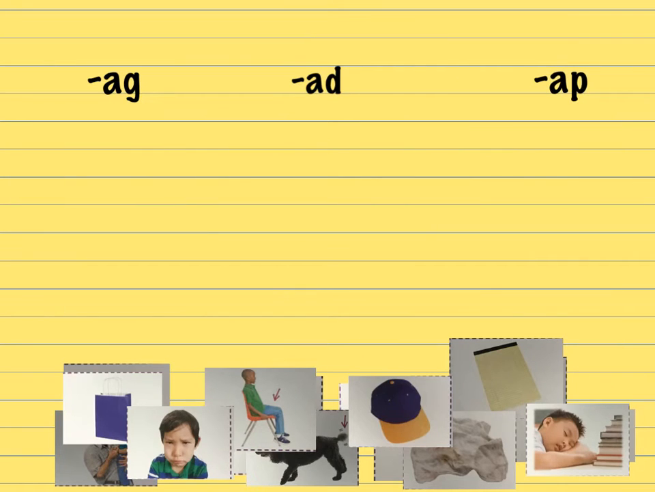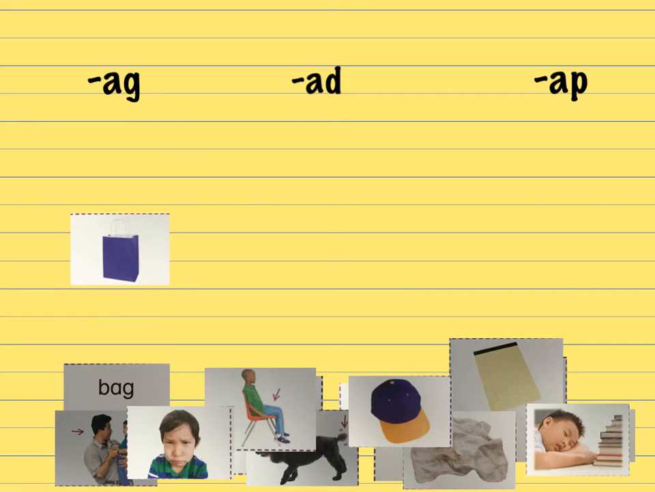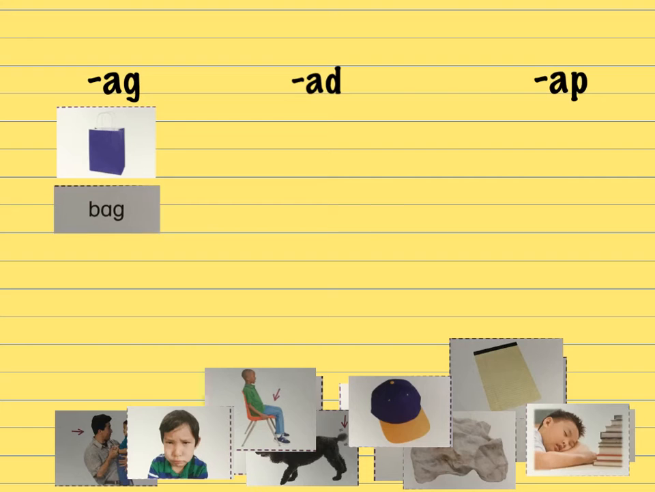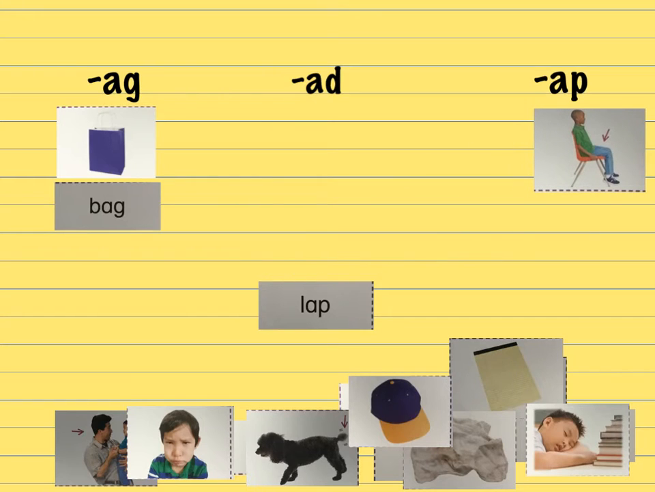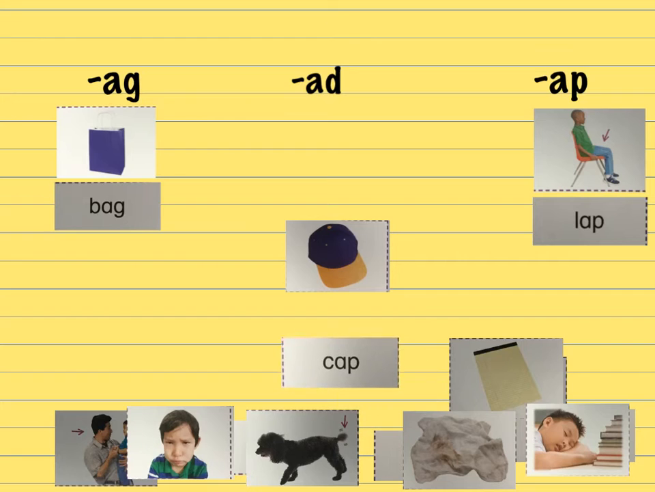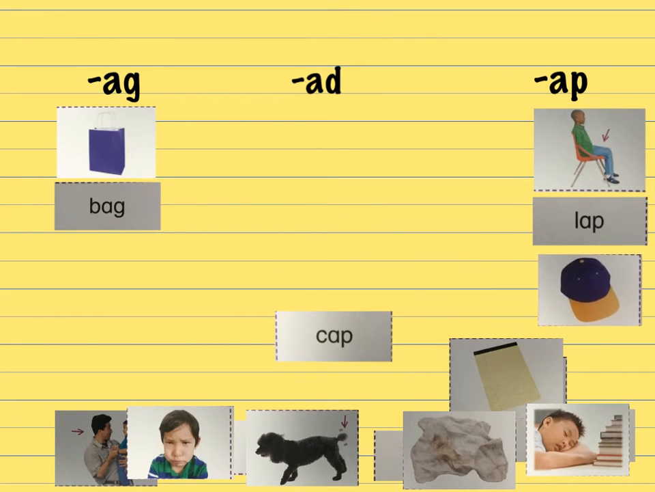Now that you know our pieces, let's sort them into the correct family. Bag, I hear the ag at the end of the word. Lap, I hear the ap sound, so it goes in the ap family. Cap also has the ap sound, so it will go in the ap family.